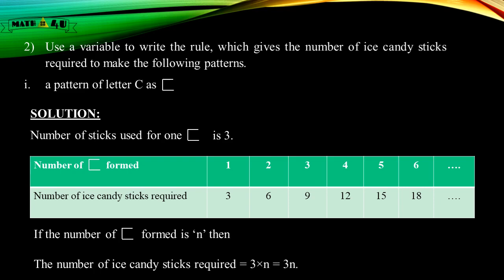If the number of C's formed is n, in general, let us take the letter n, then the number of ice candy sticks required for n will be equal to 3 into n, that is equal to 3n.